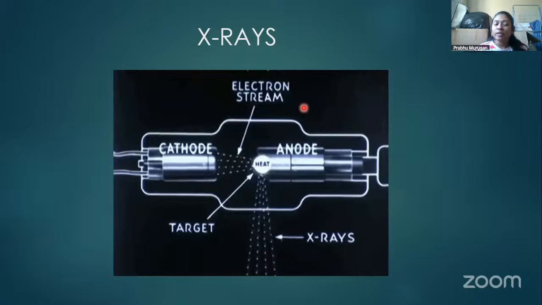So the fast-moving electrons are going to come from a place called the cathode. It is negatively charged. It is going to hit on an oppositely charged anode. Okay, that is the positively charged anode, and it is going to result in the production of X-rays. This is the basic concept. So what is the physics behind this production of X-rays?